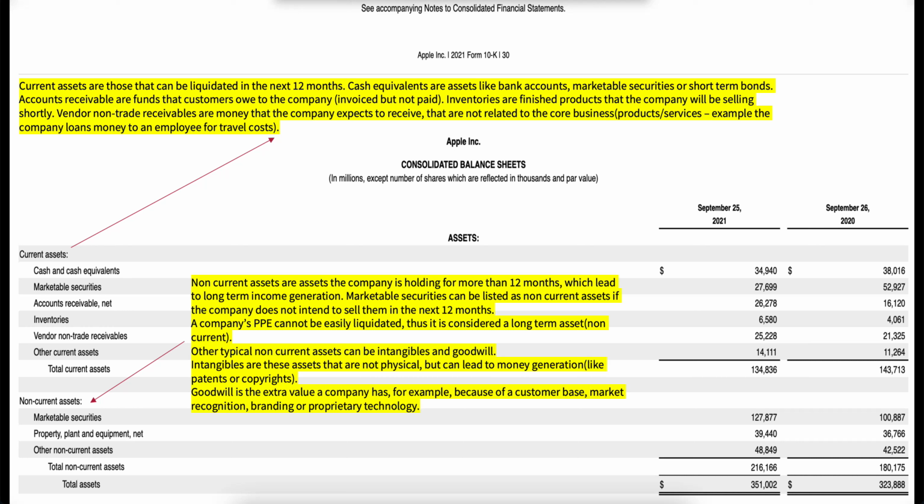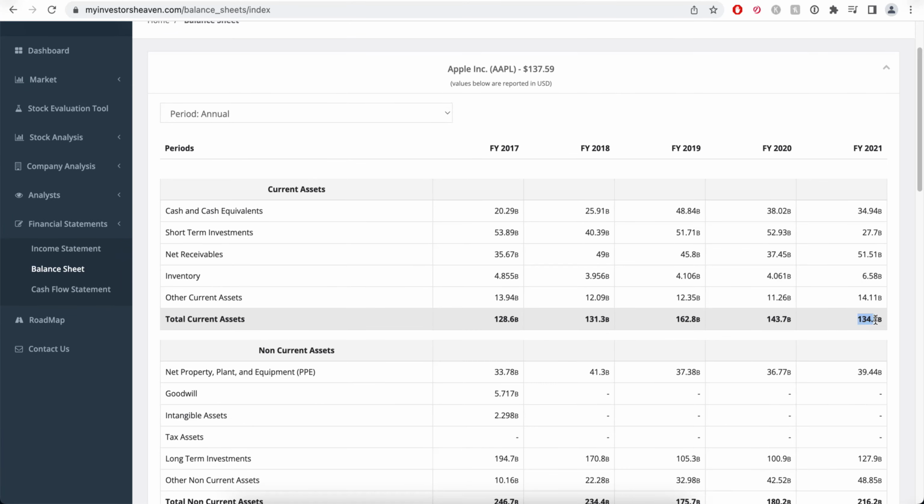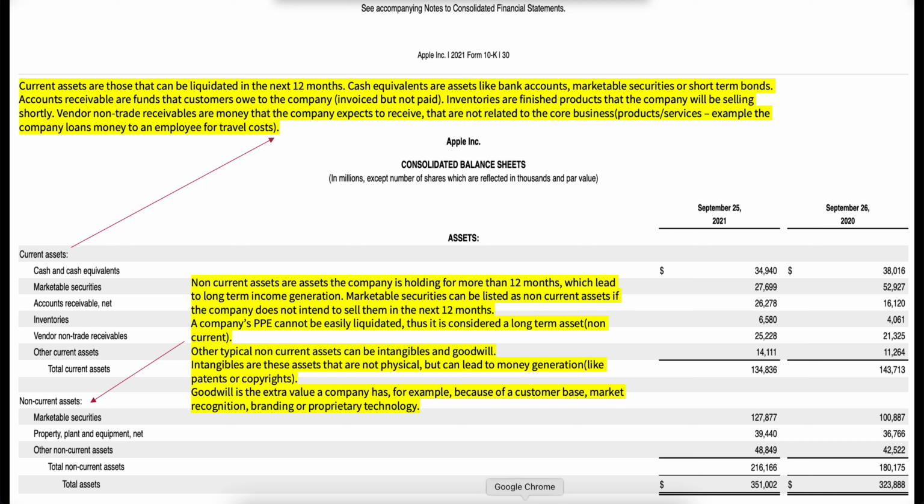So let's take a little bit of a look there. For example, you will see that on September 25, 2021, our total current assets are 134.8 billion here. And if you go back to our tool, you will see that they are 134.8 billion, and there is the breakdown that you are seeing here, exactly as you're seeing it here.